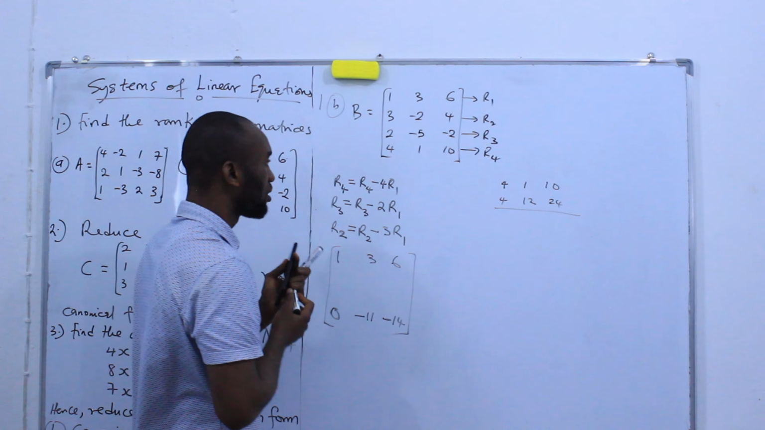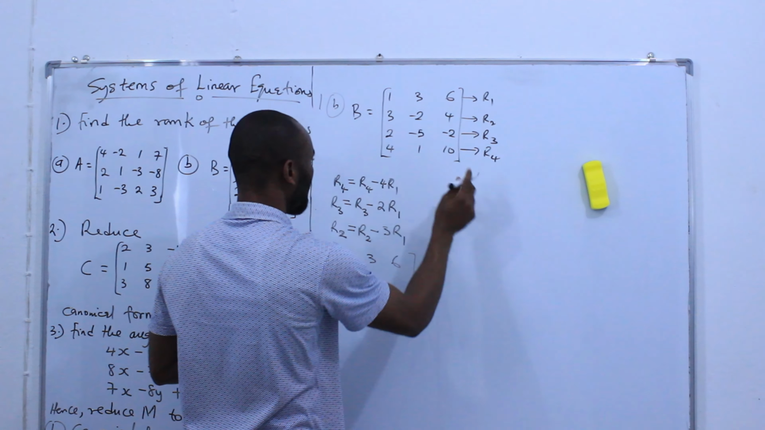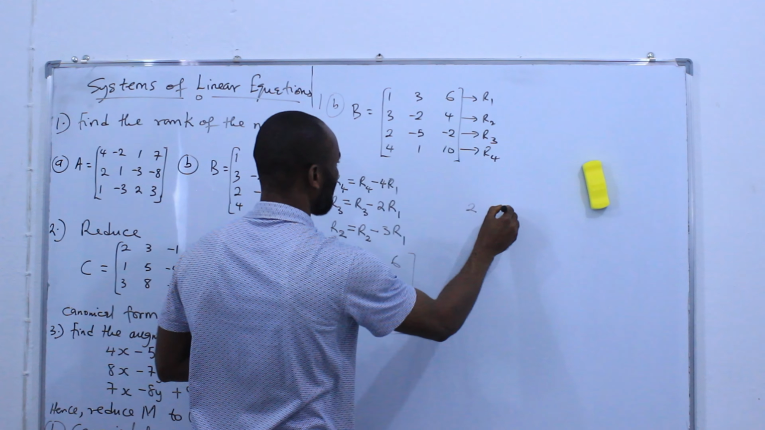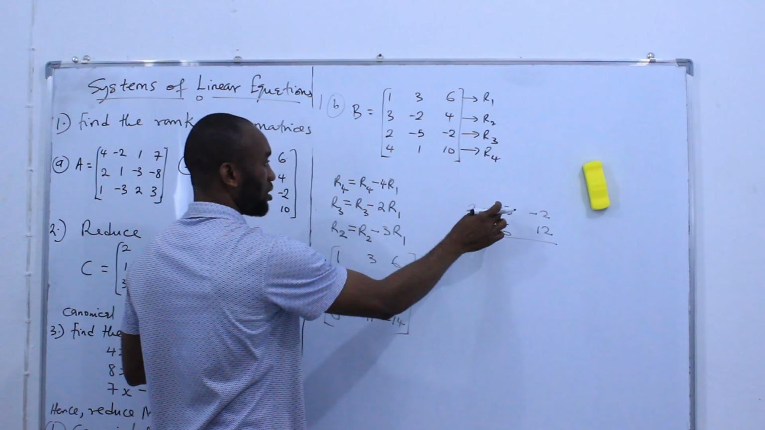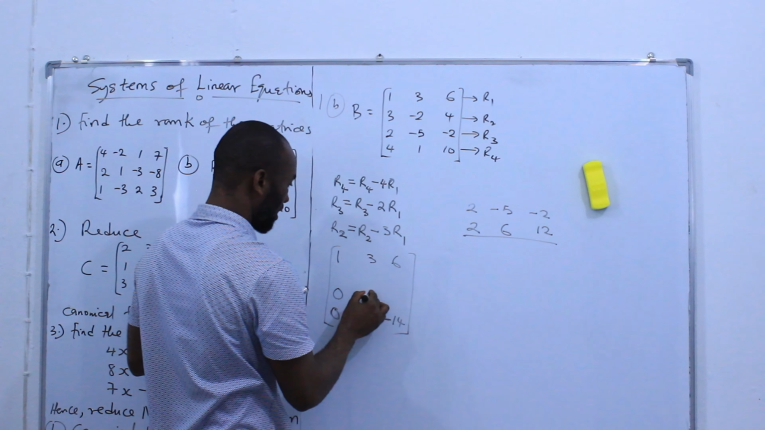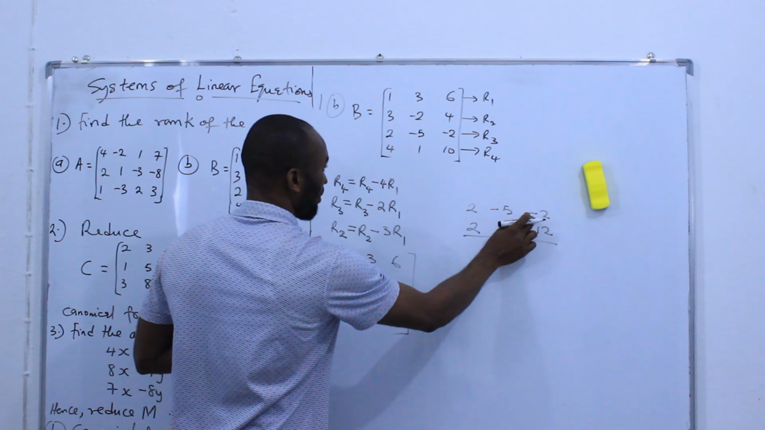Let's take care of R3. R3 is 2, minus 5, minus 2. And then 2 R1: 2 here, 6 here, 12 here. And then when we subtract this, we have 0 here. Minus 5 minus 6 is minus 11. Minus 2 minus 12 is minus 14.